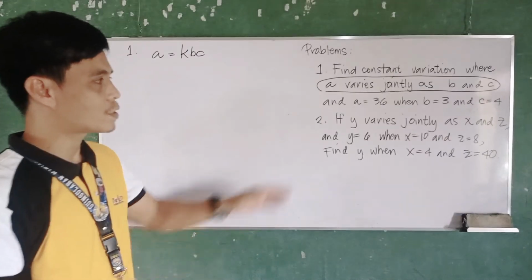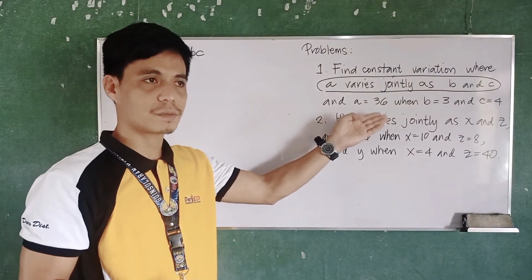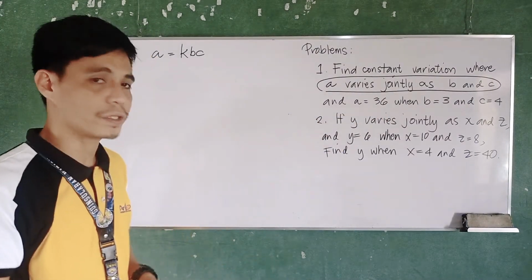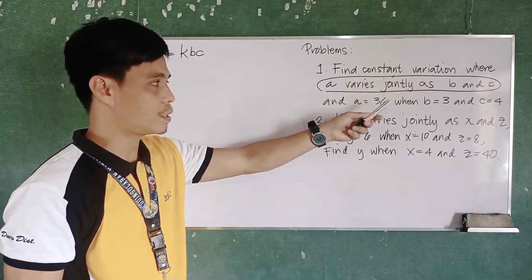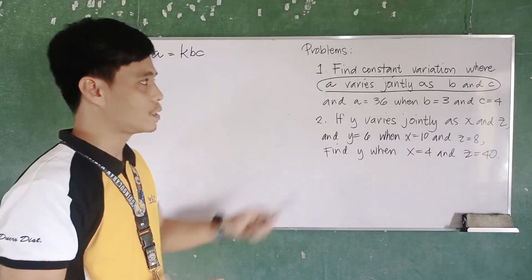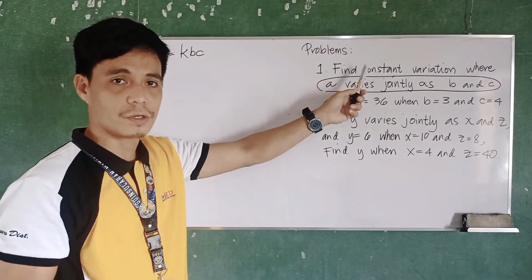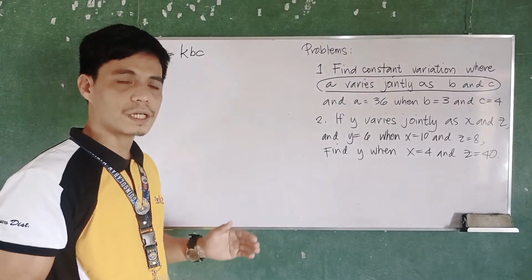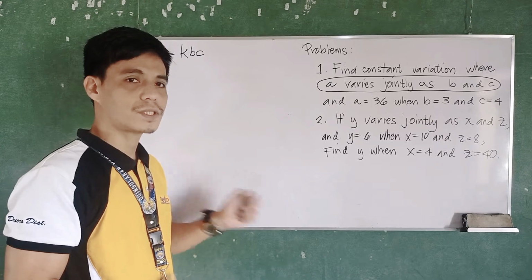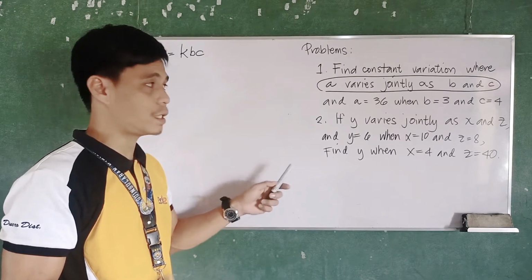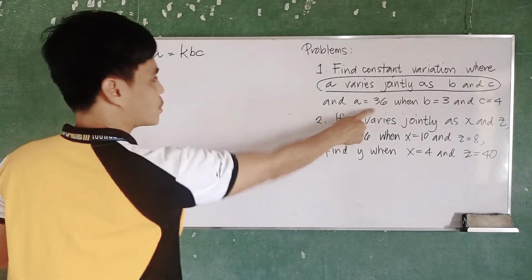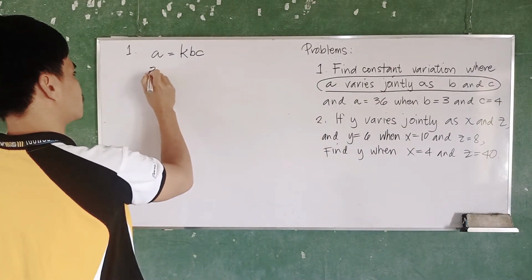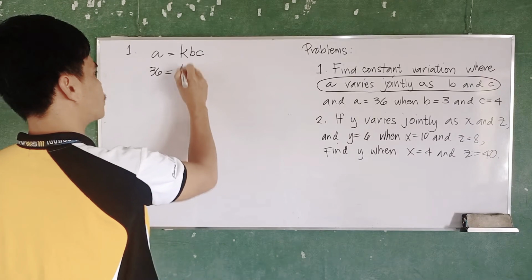And, since we have the second statement here for the second situation, we have to solve. So, and your A is 36 when B is 3 and your C is 4. So, you ask to find the constant or your K. So, ang gagawin natin is to substitute the value of your A, B, and C. So, we have your A there is 36. So, this is 36 is equal to your K.